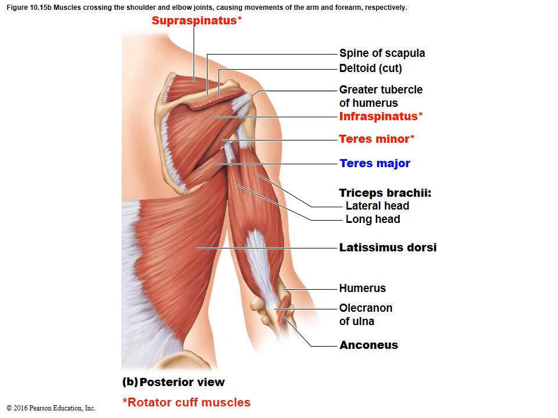And if we switch over to the back side, we can see our teres major. The teres major is going to help us extend, rotate, and abduct our arms. So for the humerus, the top part of the arm, please know the pectoralis major, the deltoid, and the teres major.